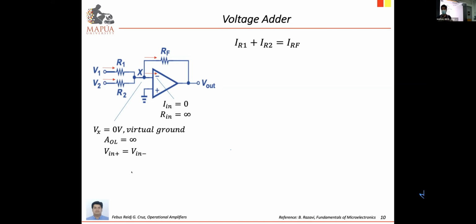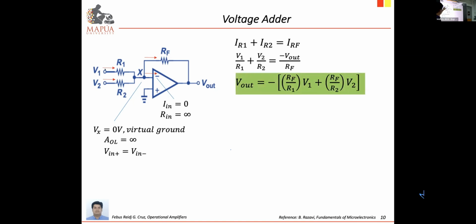Current is voltage divided by resistance. So current along R1 would be V1 minus 0 divided by R1, or simply V1 over R1. Current along R2 is V2 minus 0, since that is virtually grounded, divided by R2, or simply V2 over R2. And for current along the feedback, 0 minus Vout over RF, or negative Vout over RF. Then, using your algebra, we now have the transfer equation.